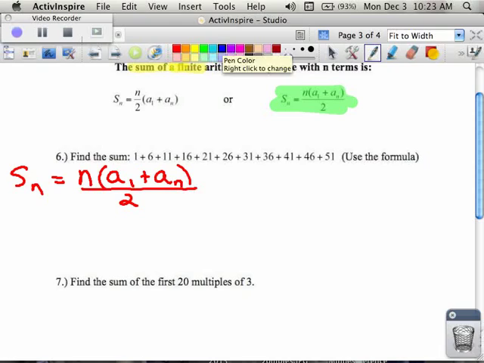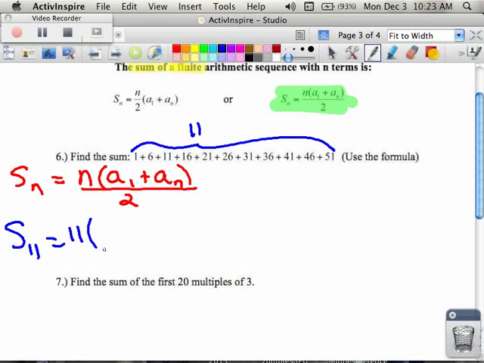And I notice that there are 1, 2, 3, 4, 5, 6, 7, 8, 9, 10, 11 things. What does that represent? N. So I now have S sub 11 equals 11 times parentheses. What's the first number? 1. Last number? 51. And all of that's over 2. So just type that in, pop out your number, 286.